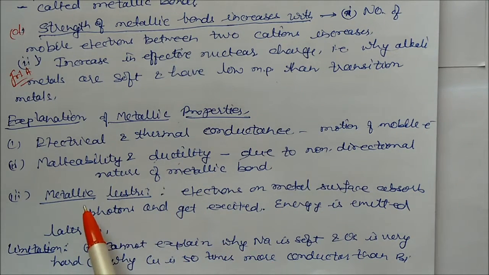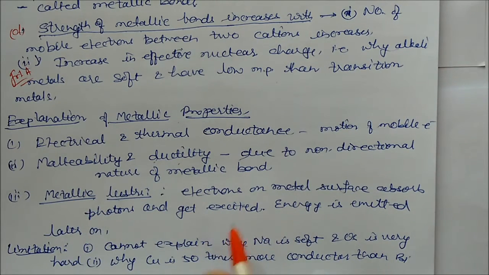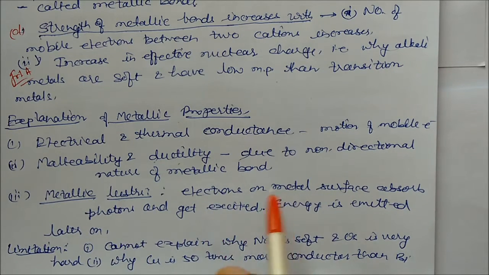And we know that metals have metal clusters. Electrons on the metal surface absorb photons. When any light falls on the metallic surface, they get excited and immediately energy is emitted, due to which we can see the shining of the metal surface.